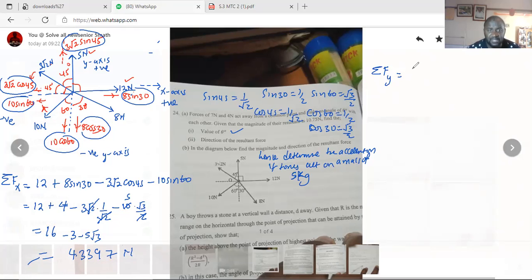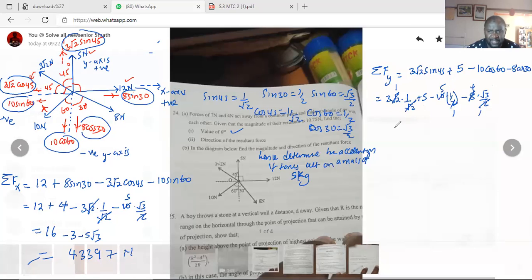Now the vertical, remember we had the positive verticals as 3 root 2 sine 45 plus, there is also a positive 5 there in the vertical. Then the negative verticals, we had negative 10 cos 60 minus 8 cos 30. When you simplify, we shall have 3 root 2 times 1 over root 2 plus 5 minus 10 times a half minus 8 times root 3 over 2. By 2 ones, by 2 4. By 2 ones, by 2 5. This by root 2, you get ones. This will give us 8 minus 5 minus 4 root 3. Calculator, what answer do we realize?